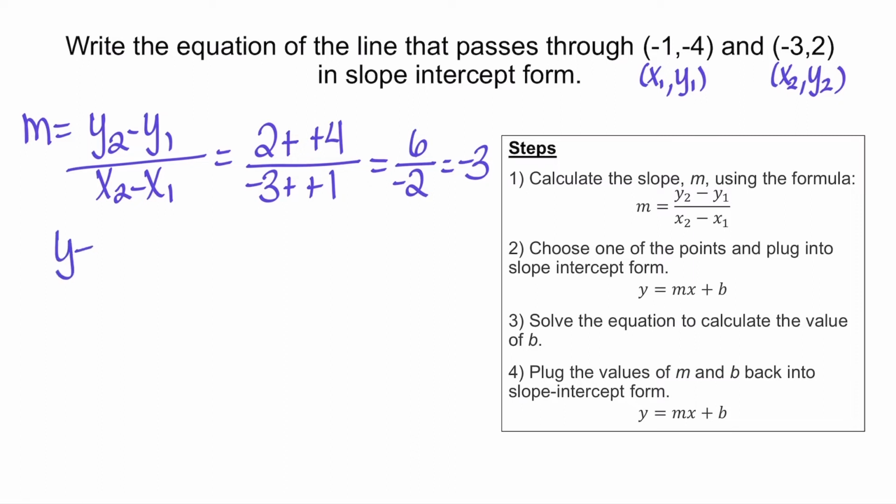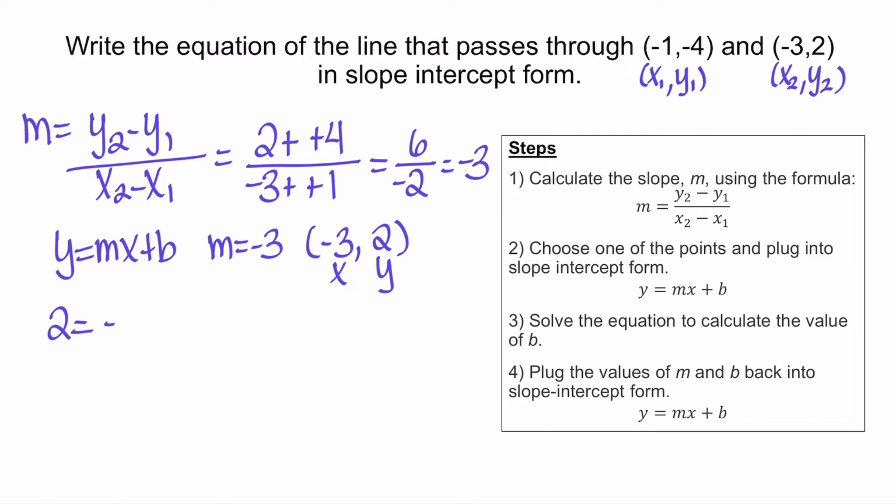Now we're going to go to y equals mx plus b form. We have our m, which equals negative 3, and I'm going to pick one of the points. I'm just going to pick the point negative 3, 2, and that gives me a value of x and a value of y I can use to figure out the value of b. So I'm going to plug into this equation, so I get 2 equals negative 3 times negative 3 plus b. So now I get 2 equals negative 3 times negative 3, which is 9, plus b.